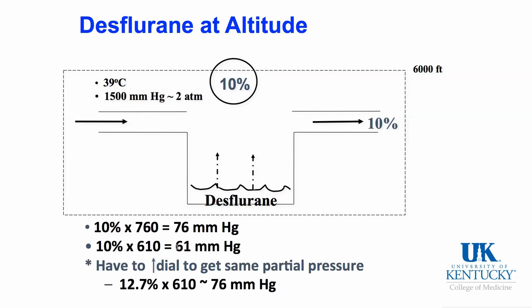is only a total of 61 millimeters of mercury. So you really have to increase the dial to get the same partial pressure, and you'd have to increase approximately up to about 12.7% from 10% when you're at this higher altitude to deliver the same partial pressure, which is important for determining which patients will move and not move to incision.